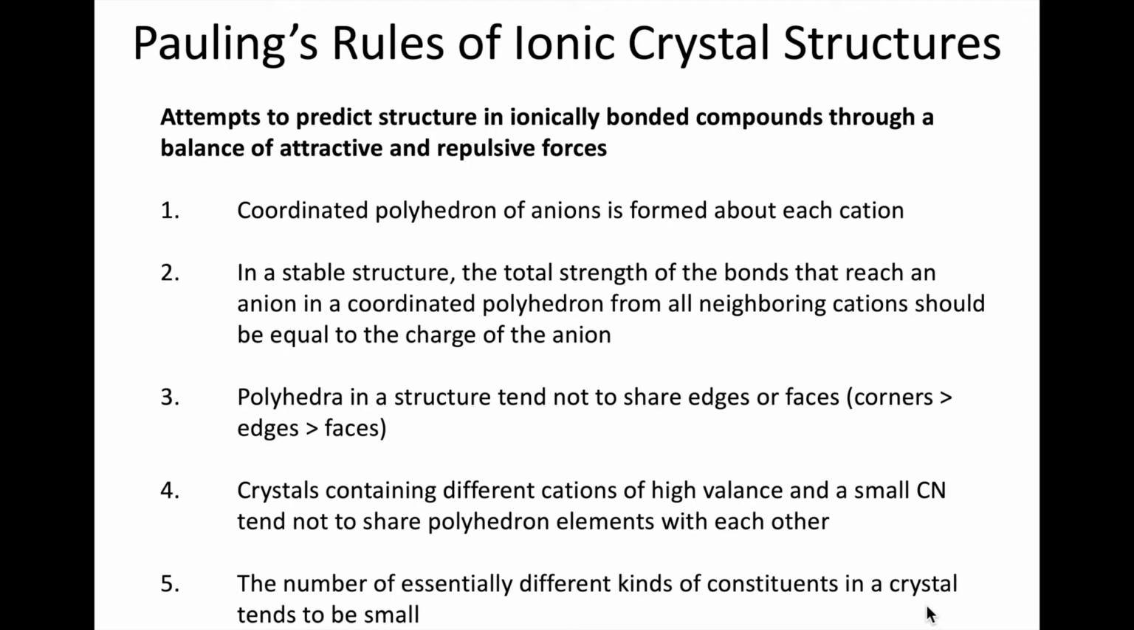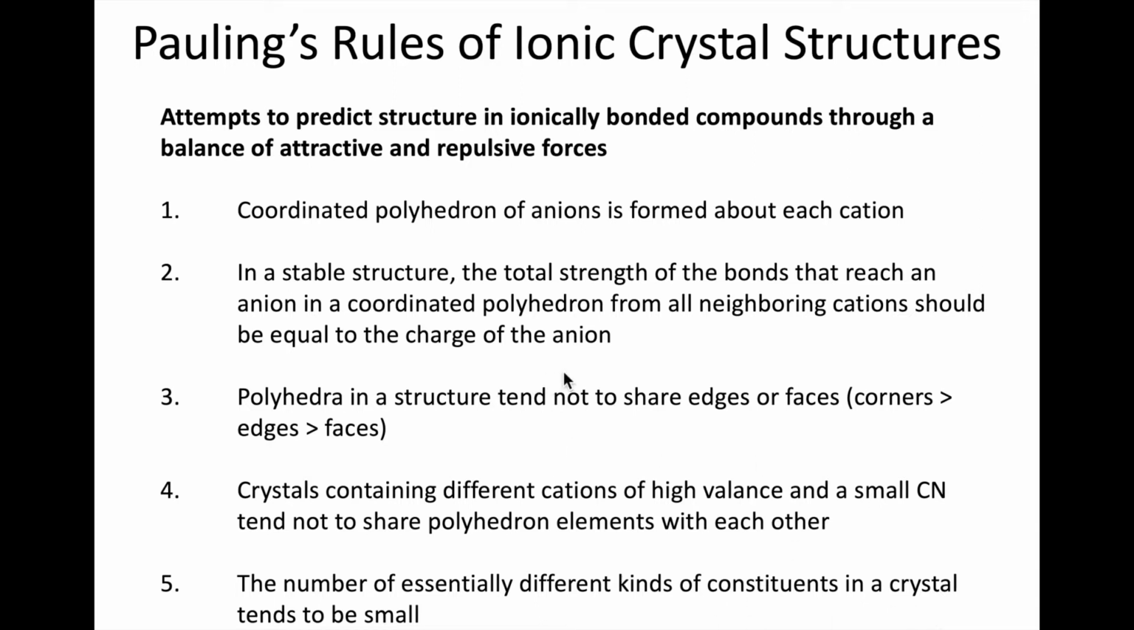And again, it's for ionically bonded compounds, and that's where the covalency factor kind of comes in. So anytime we have covalency, it kind of messes up these predictions, but it tries to predict the structure based on a balance of the forces. So first one is a coordinated polyhedron of anions is formed around each cation. So basically, anions are formed around the cations.